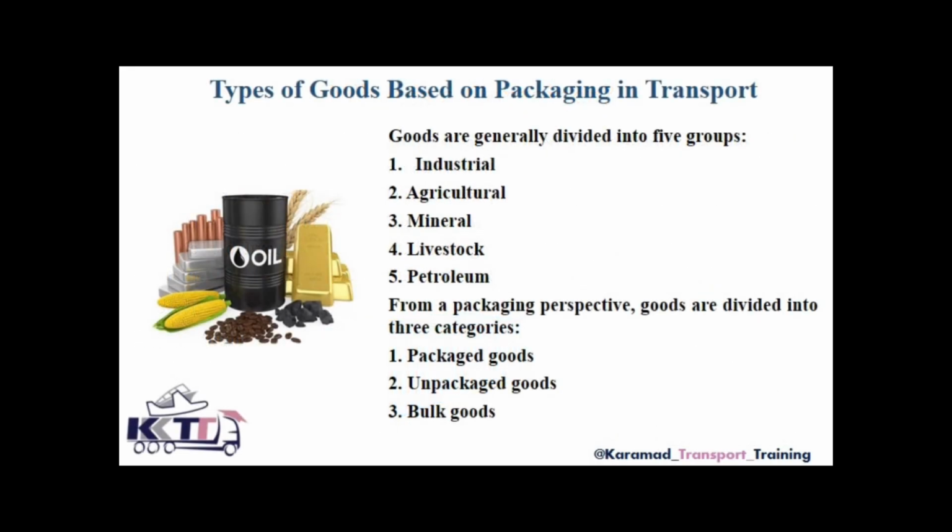After talking about types of packaging, we now come to the types of goods in terms of packaging type in transportation. We want to see how our goods are categorized based on their type of packaging. Goods are generally divided into five groups: industrial, agricultural, mineral, livestock, and petroleum. But from a packaging perspective in transport, our goods are divided into three categories: packaged goods, unpackaged goods, and bulk goods. In the upcoming slides, we'll see what kind of goods each of these are.